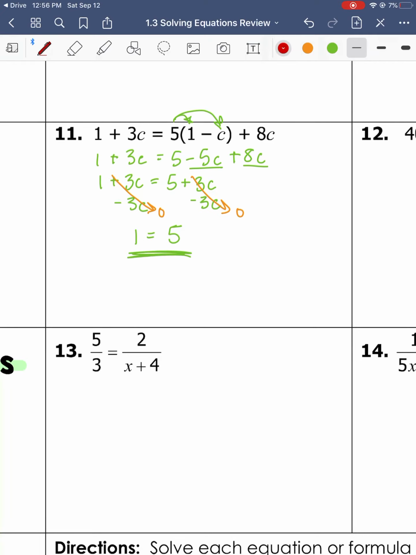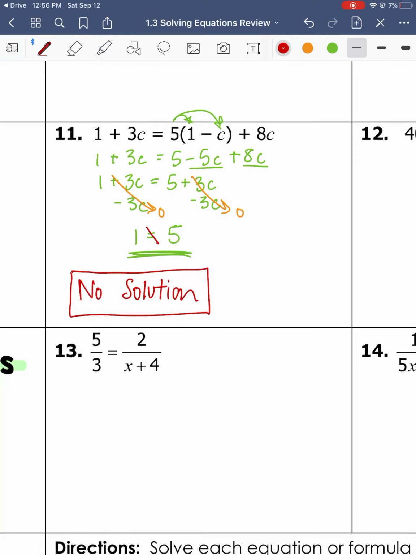So we're going to put a slash through this. That is not true. And because there's no variables left and we're left with this statement, 1 is equal to 5, that's not true. Well, our answer is going to be no solution. Okay, so if you're trying to solve an equation for a variable and your variables cancel out and you're left with just two numbers that it says are equal to each other, but you know they're not true, your answer is always going to be no solution.